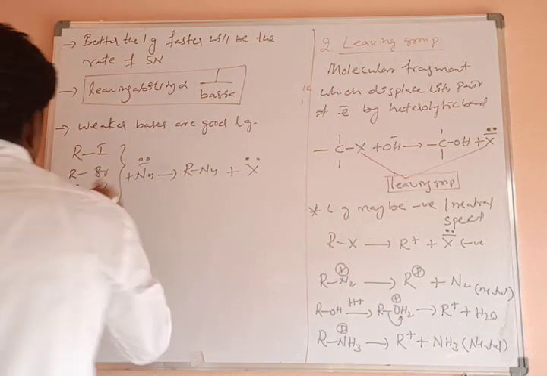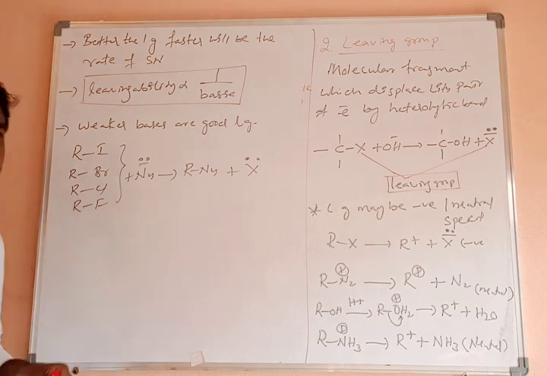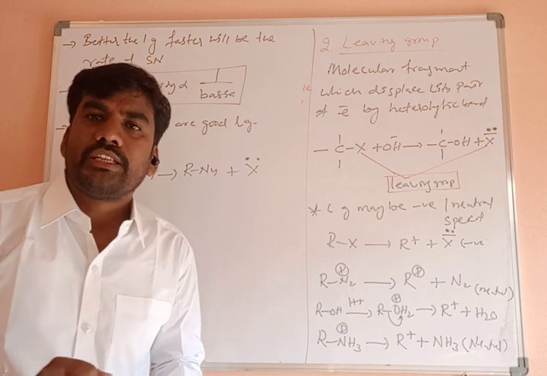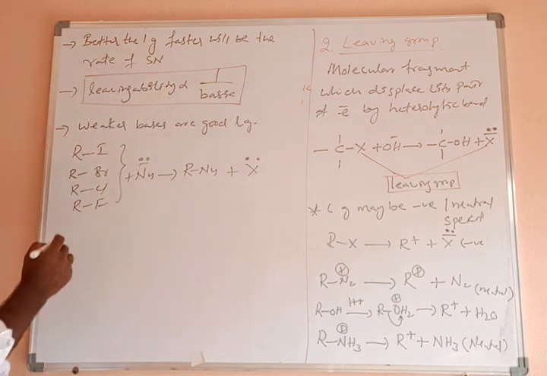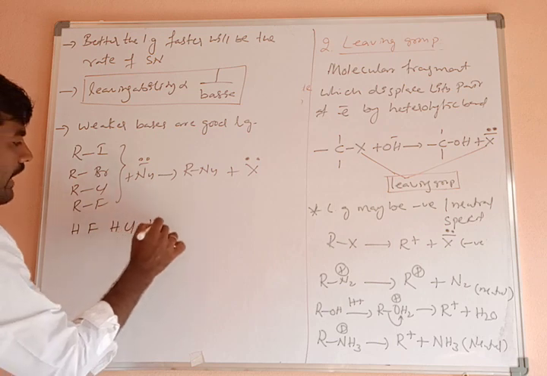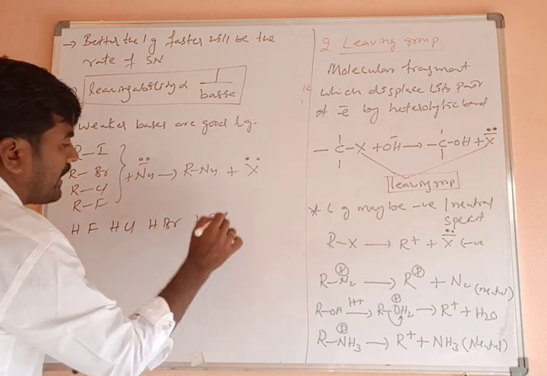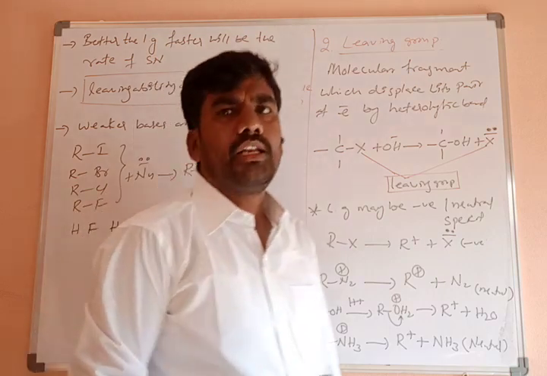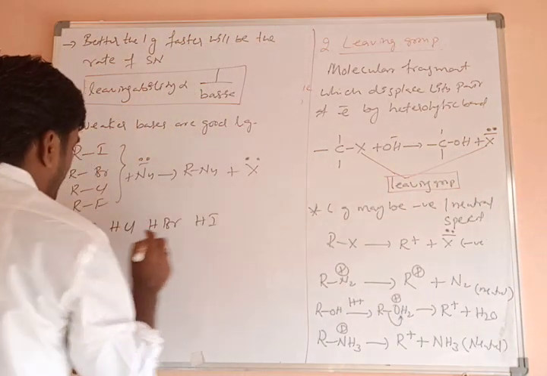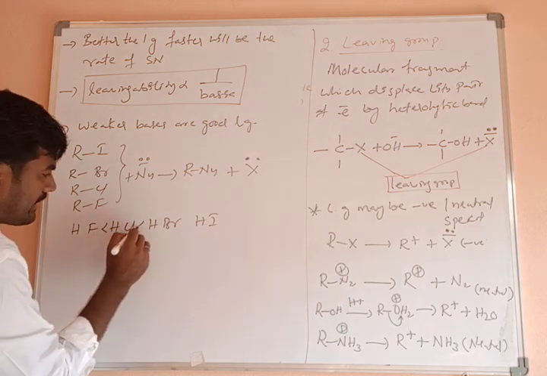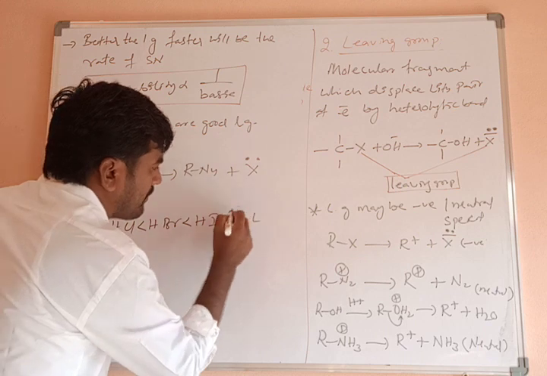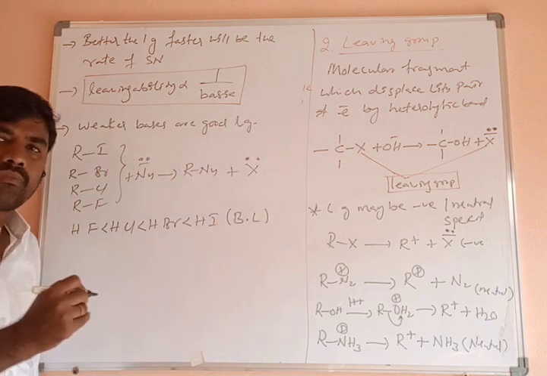Now we will discuss the leaving ability of halide ions. Initially I am writing hydrogen fluoride, hydrogen chloride, hydrogen bromide, hydrogen iodide. The bond length of hydrogen halides increases in this direction. HF is less than HCl, less than HBr, less than HI. What is it? Bond length. BL means bond length order.